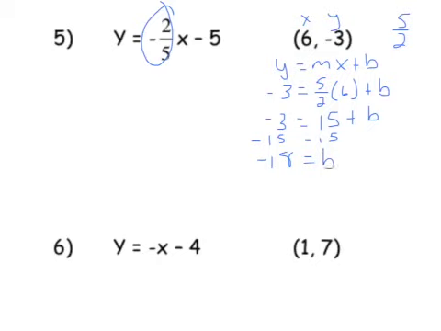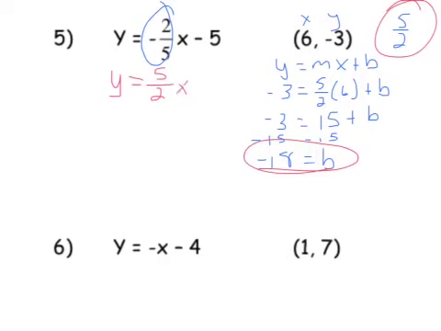So we're going to take this slope and this y-intercept to write a new equation that is perpendicular to y equals negative 2/5 x minus 5. So y equals positive 5/2 x minus 18. So these two lines are perpendicular. It's the opposite reciprocal, and they have a different y-intercept, and it also would go through this point.